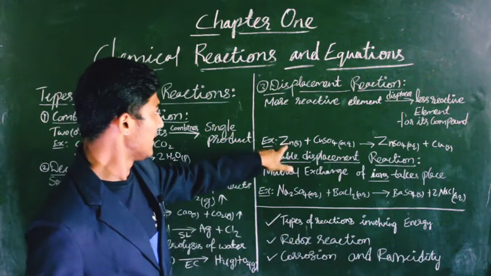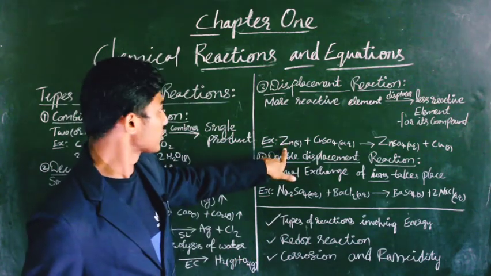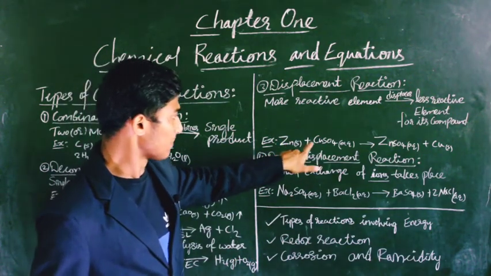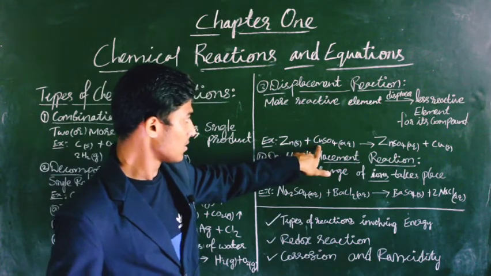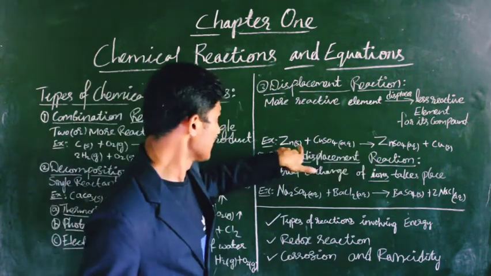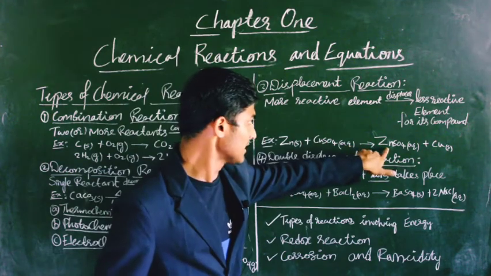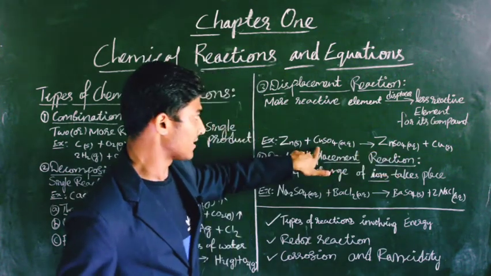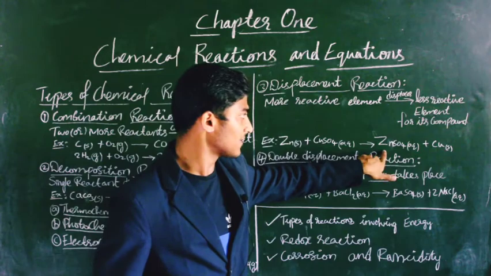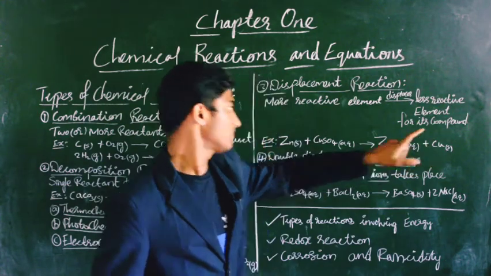Now here zinc is the more reactive element. This zinc is replacing copper. So in the product we can see copper is replaced by zinc, zinc sulfate. Here, copper sulfate. In products we have seen zinc sulfate plus copper.